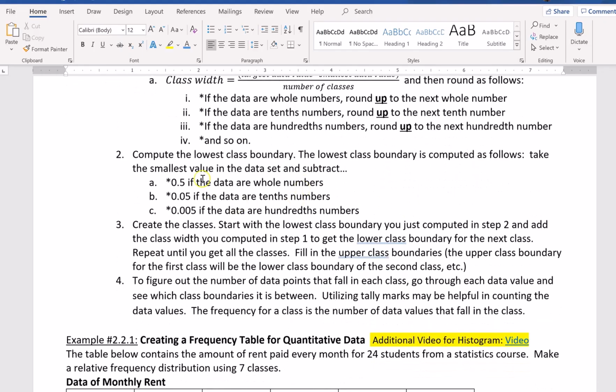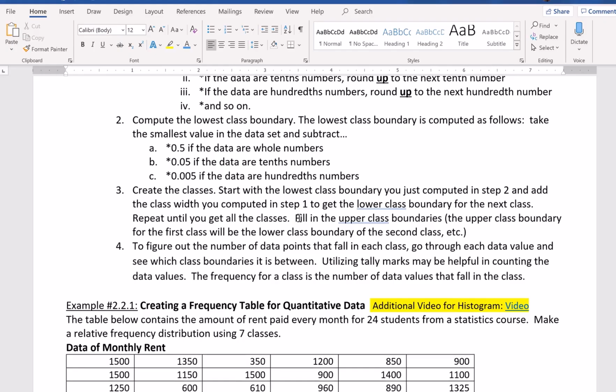Then you're going to compute the lowest class boundary. The lowest class boundary is computed as follows. You're going to take the smallest value in the data set and subtract 0.5 if you're working with whole numbers, 0.05 if you're working with tenths, and 0.005 if you're working to the hundredths. So basically, if you're working to the nearest whole number, you want to subtract that half of below it. So you're no longer working with whole numbers, you're working with numbers below it. That'll make more sense once we get into this.